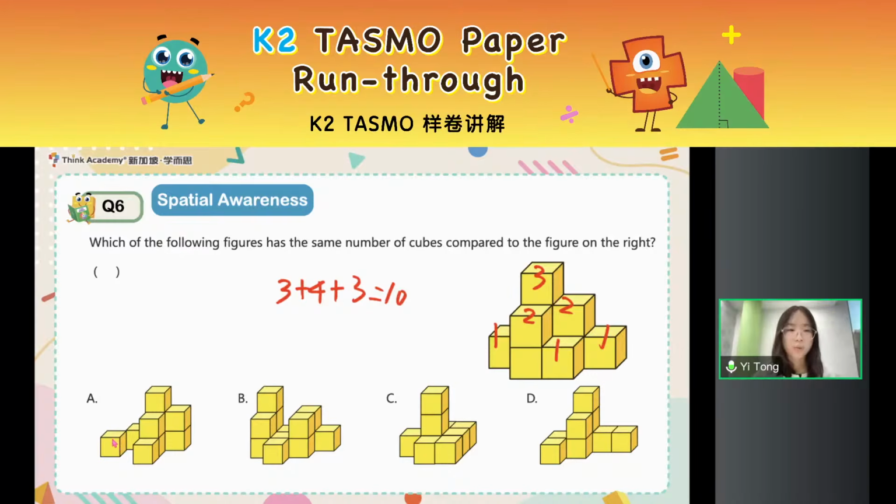Now, let's look at A. Column by column, 1, 1, 1. So 3, and 2, 2. So 4 and 3. Oh, what's the sum? It's also 10. Right. So are they the same number? Correct. So we can just choose immediately. It's A. All right, let's choose. Okay.